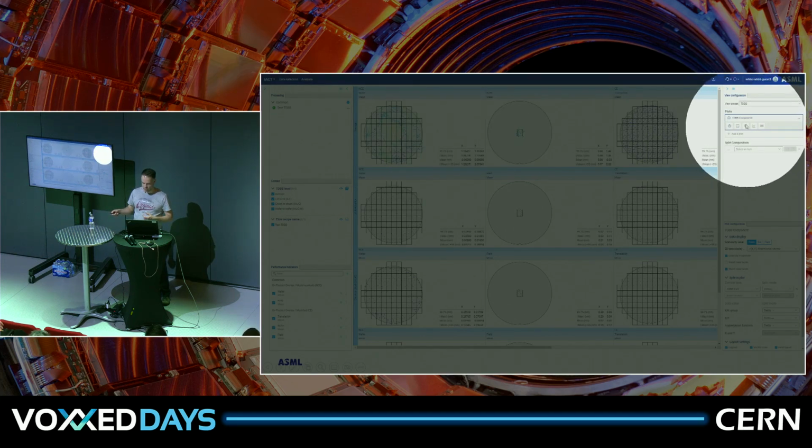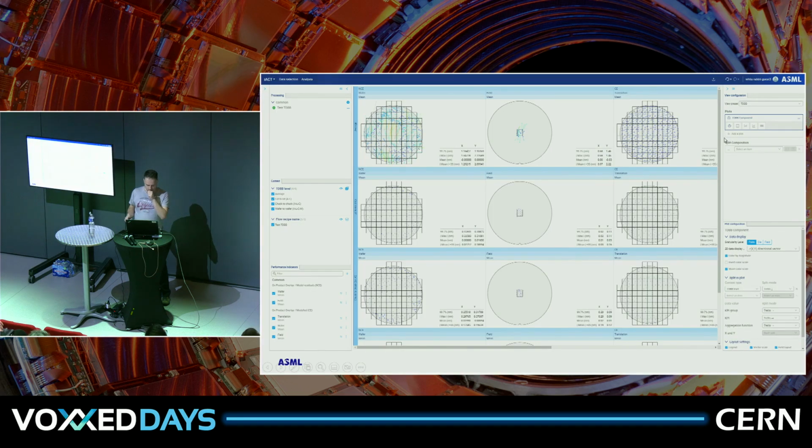So this is a graph, this is the plot. You can change it, for instance, to compare layers of wafers or to compare multiple wafers with each other to see if something changed.